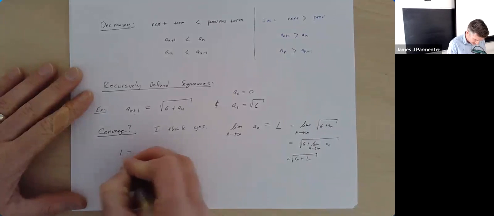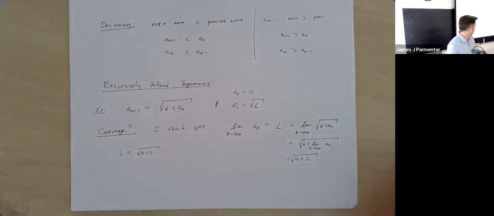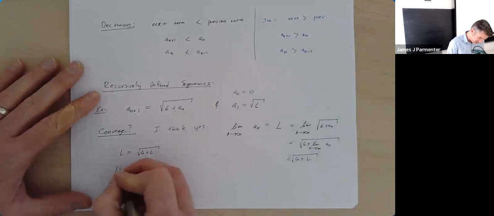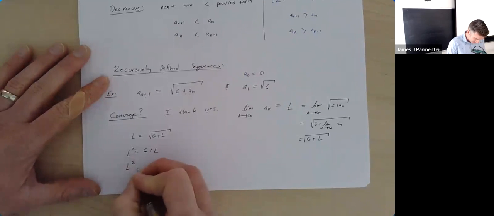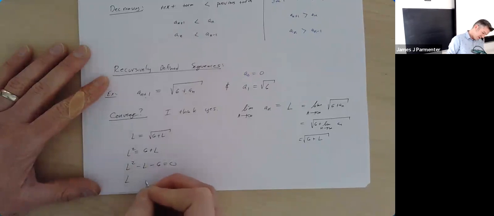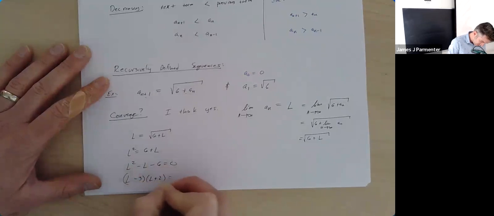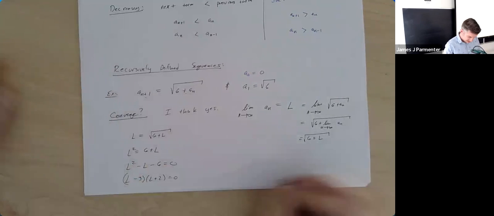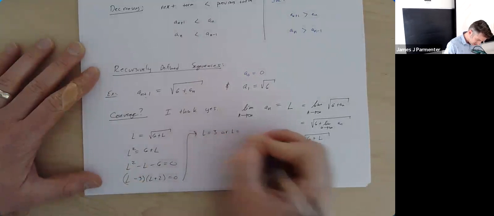So we're going to say that L has to equal the square root of 6 plus L. And then we're going to solve. We're going to square both sides. Okay, L squared equals 6 plus L. We're going to bring everything to the left. L squared minus L minus 6 equals 0. We're going to factor: L minus 3 times L plus 2 equals 0. So what are our possible solutions here? L equal to 3 or L equal to -2.